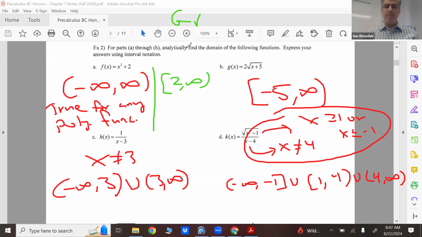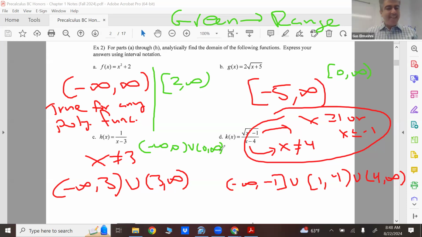So green's going to be range. I think for B now we know it's from 0 to infinity. That's the lowest the square root can be. Here you can't include 0. Yeah, exactly. Let's not do D because that's a little messy. That's not your typical one. Now it's a combination of functions, right? Like you got a radical and a rational. It's weird.